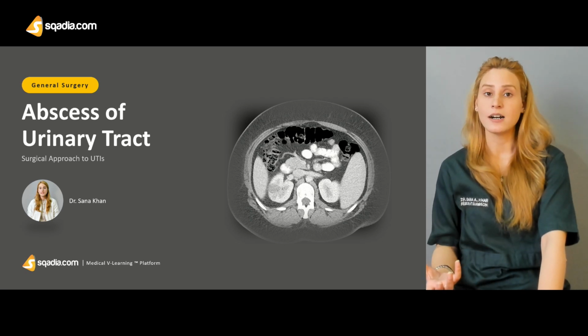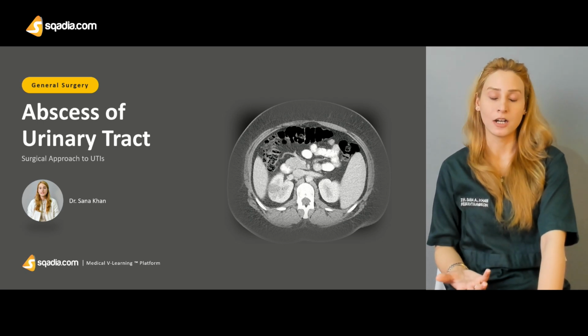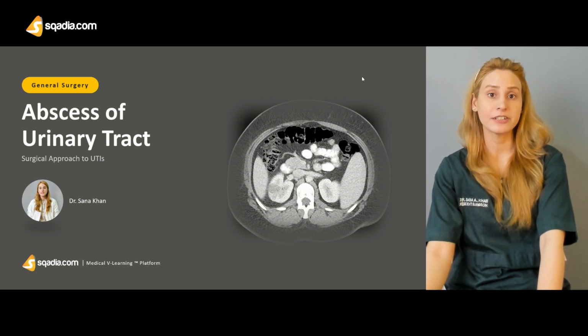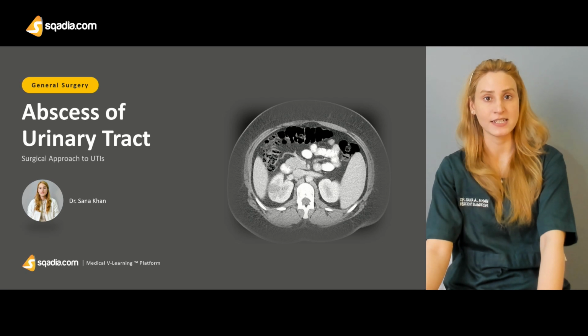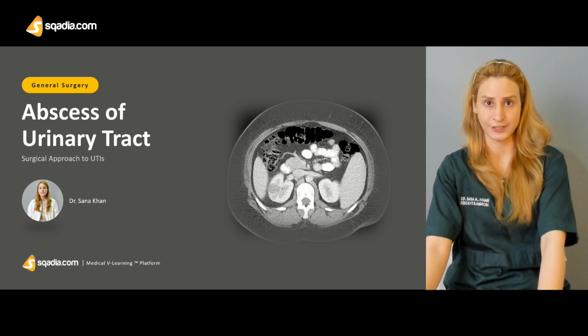Either you go for percutaneous drainage, or you go for open drainage, depending upon the site and depending upon the clinical presentation, and see if the patient is in septic shock or not. So obviously if the patient is in sepsis or septic shock, the abscess would be very bad, and you need to go for open drainage.